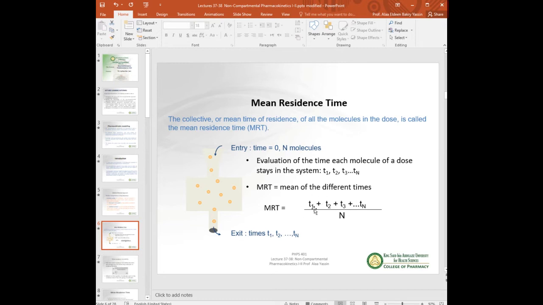And each parameter here is considered as the time multiplied by the number present in this group. If we divide this by the total number of molecules, we can remove the numbers from this and we get an average time at the end. We reach an average time by dividing by N.